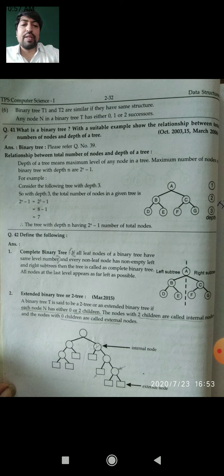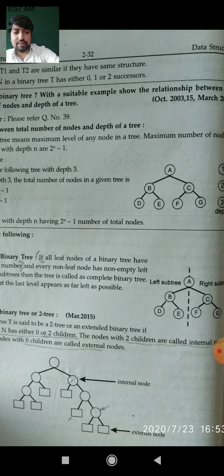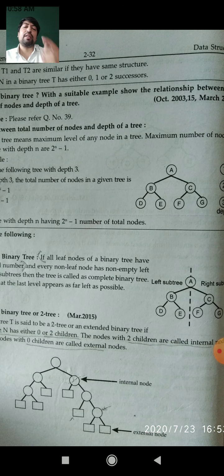Looking at the diagram, the internal node is showing the two child nodes, but at the last there is the external node. Actually, the date has been written there by mistake. Whenever I draw the picture from the textbook, at that time the date was already printed.